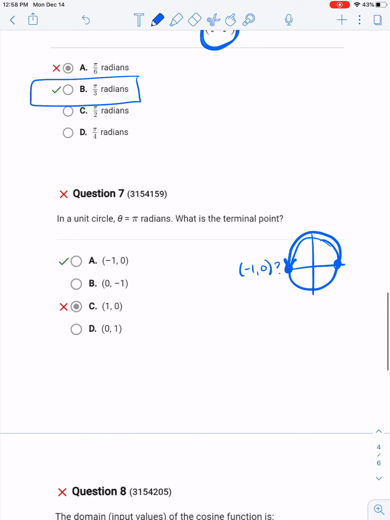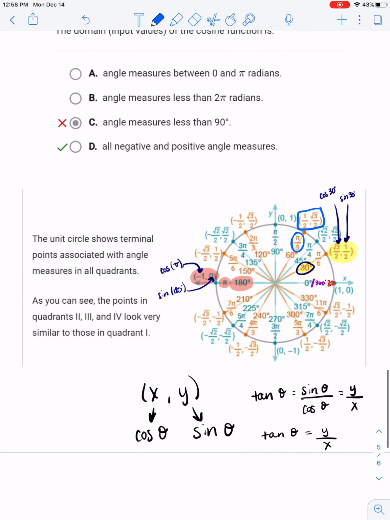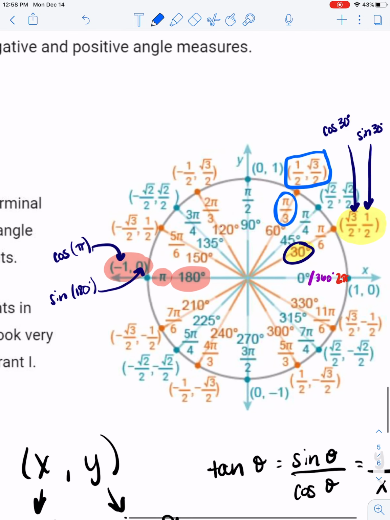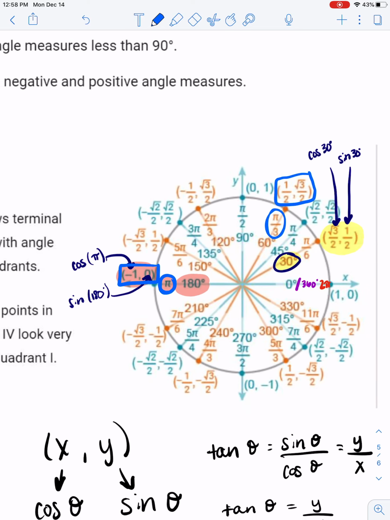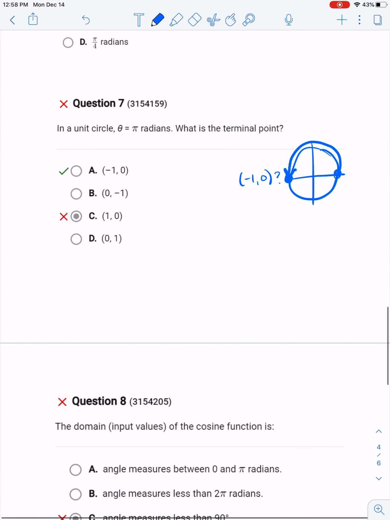And again, you can just refer to your unit circle. Everything you need is right here on this circle. So we wanted to look for pi. What is the terminal point? That's this point right here, negative 1, 0. Okay? So negative 1, 0.